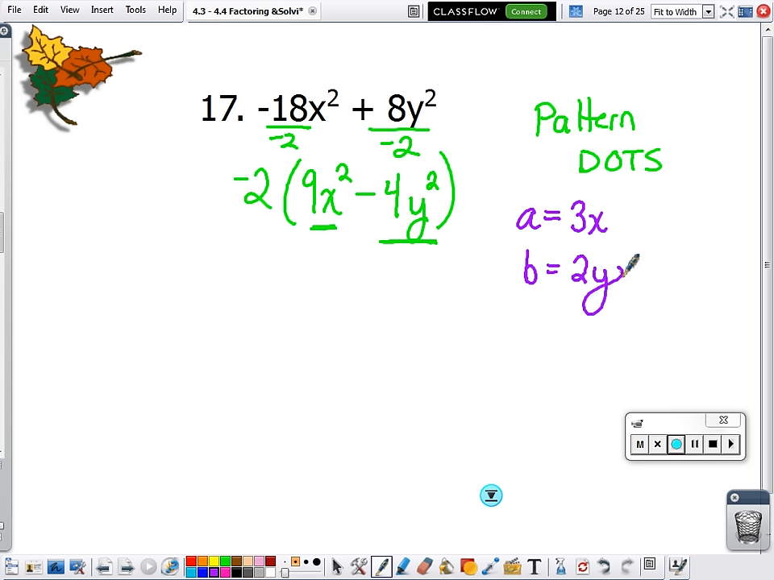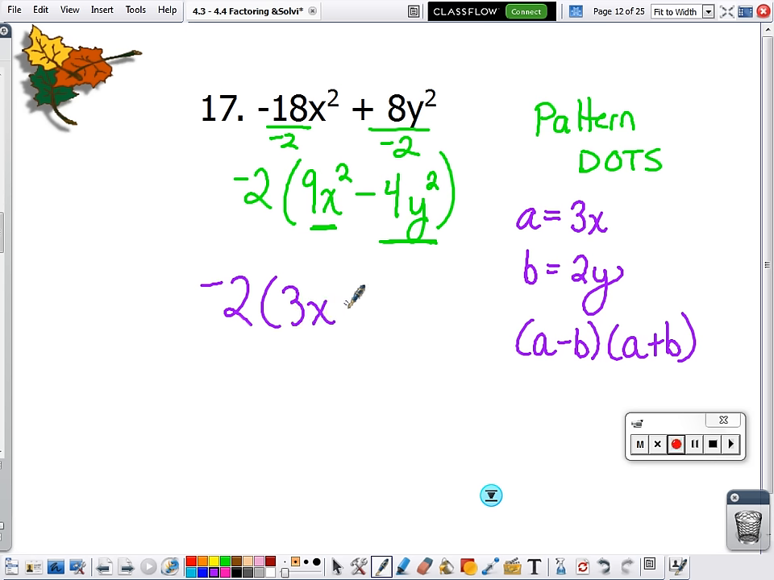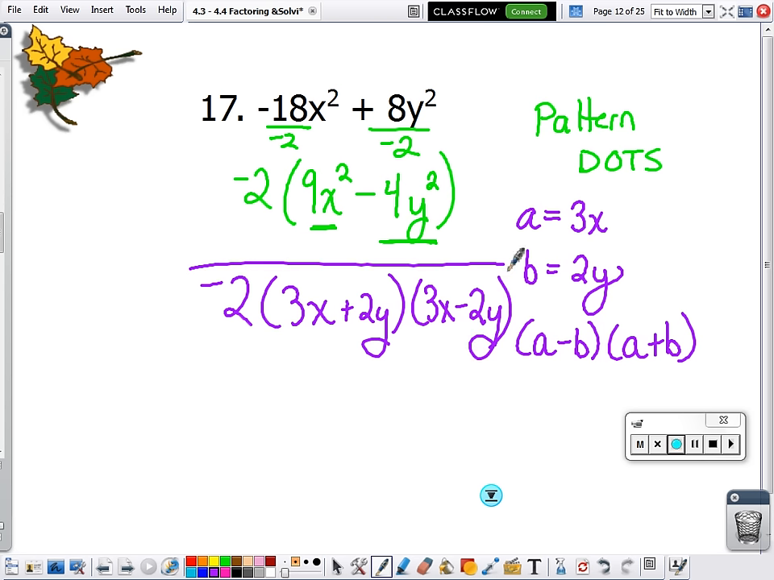And then we can put it into the pattern, which once again, remember our pattern was a minus b, a plus b. Notice in the beginning of this problem, I pulled out a negative 2. That is part of the factored form. So I'm going to go ahead and write it in front. And then I will finish with my pattern, 3x plus 2y, 3x minus 2y. And that is your final factored form for this equation.